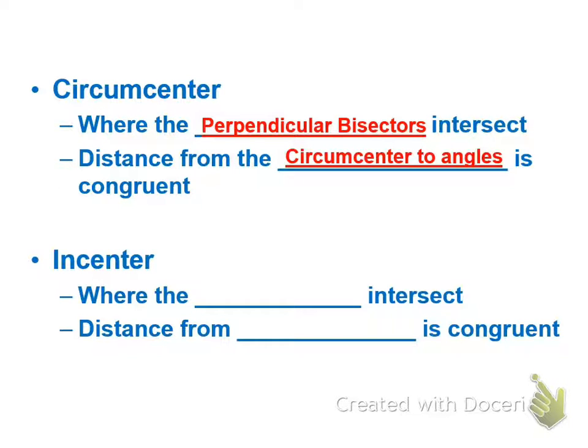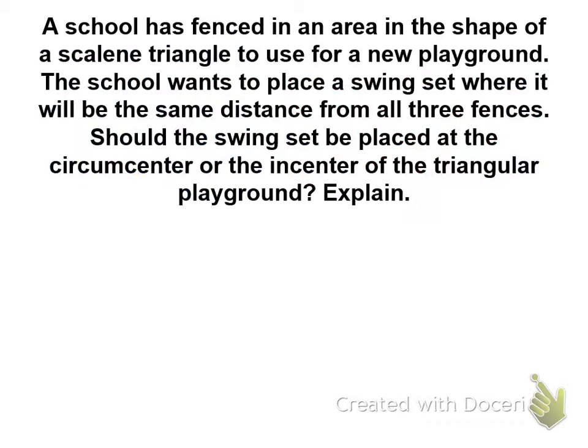Thank you. The in-center, Lily, is where the blank intersects. Angle bisector. Where the angle bisectors intersect. And the distance from the blank to the blank. Kendall? Center to sides. From the center to the sides is congruent. Okay?